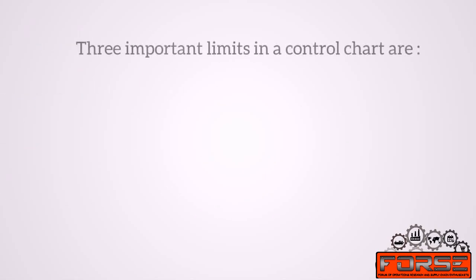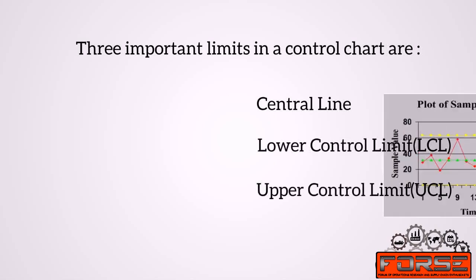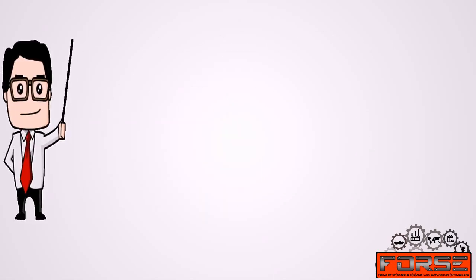A control chart has three different lines, namely, central line or average, lower control limit, LCL, and upper control limit, UCL. In the diagram, the upper yellow line indicates the upper control limit, the green line indicates the central line and the bottom yellow line indicates the lower control limit. The distribution of the different sample observations is indicated by the red line in the graph, showing that the process is in control. There can be four major types of variations in the pattern of control charts.